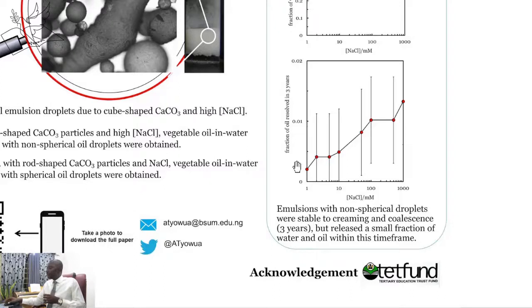For coalescence, we measured the fraction of oil resolved in 3 years with respect to the concentration of sodium chloride, and we saw the same trend. The fraction of oil resolved increases with increasing salt, also for the same reason of decrease in electrostatic repulsion between the droplets as salt concentration increases, so that poorly coated oil droplets became prone to coalescence, leading to the fraction of oil we've observed in this system.